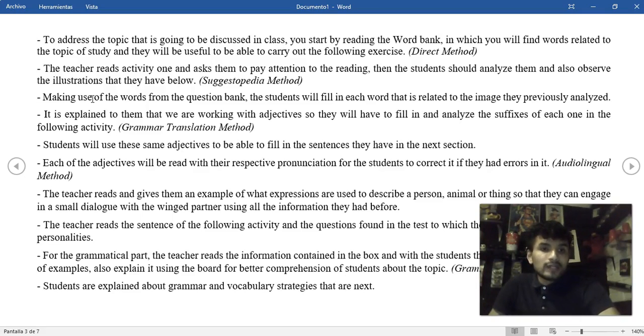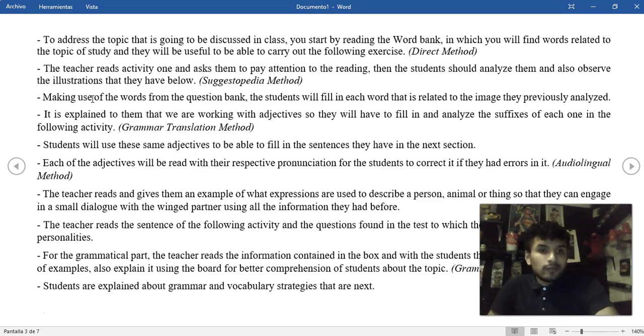The teacher reads activity 1 and then asks the students to pay attention to the reading. Then the students should analyze them and also observe the illustrations that they have below. Yes, they have to analyze any of the images that the book contains. Making use of the words from the word bank, the student will fill in each word that is related to the image they previously analyzed.